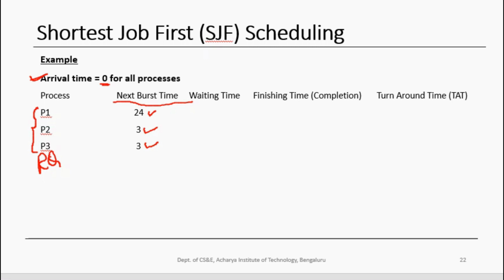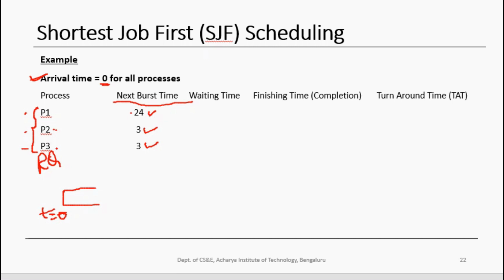Now, according to the shortest job first scheduling algorithm, let us try to write the Gantt chart which represents how scheduling decisions are made by this algorithm. At time t equal to 0, all these processes are in the ready queue, but there are two processes, P2 and P3, having the same CPU burst time, which is less than the CPU burst time of P1. So the scheduling algorithm can select either P2 or P3. So there is a tie between processes P2 and P3.